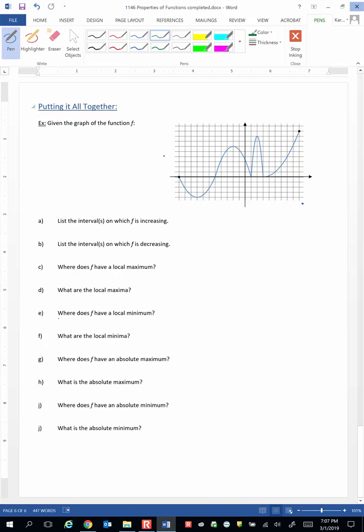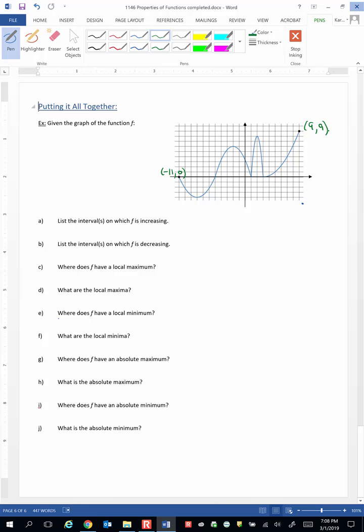Okay, let's put this all together. Here's a graph of a function f. But before we begin, let's label some interesting points here. I'm going to begin with where the graph begins. So this function f begins at (-11, 0) and ends at (9, 9).